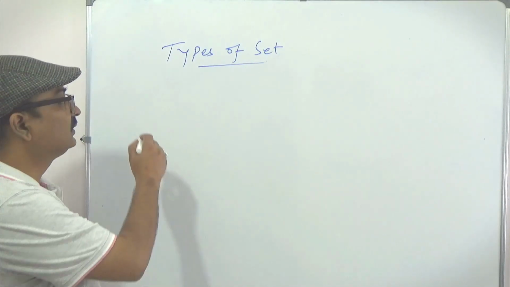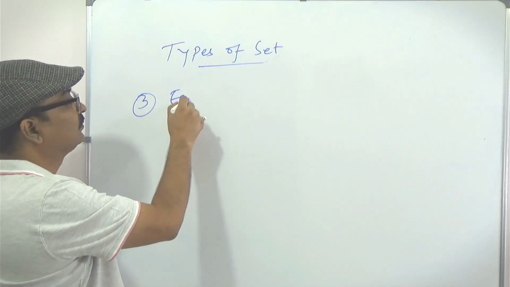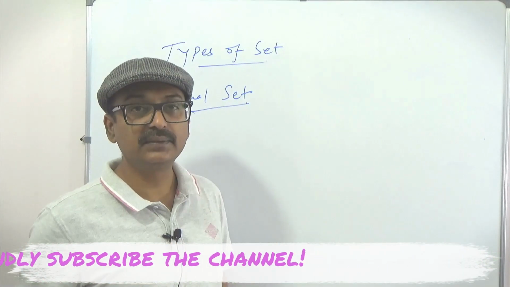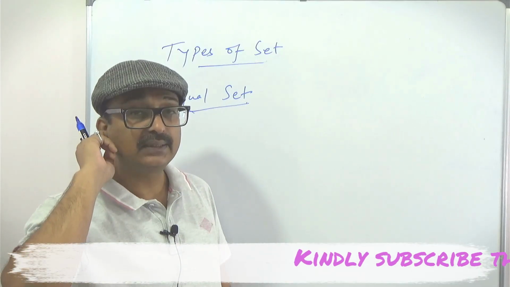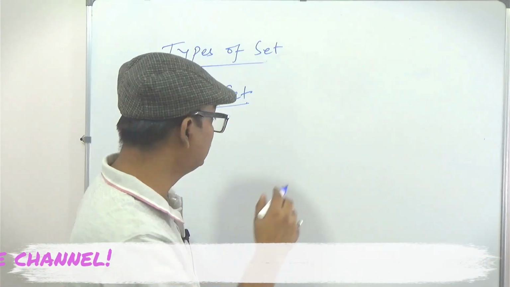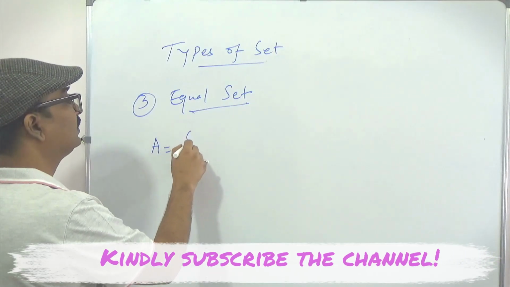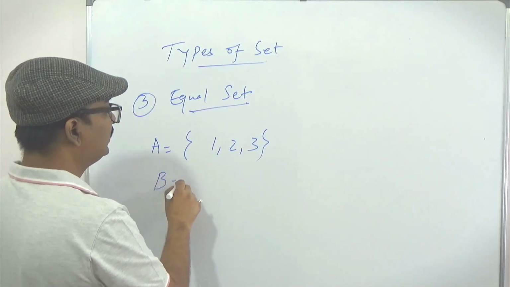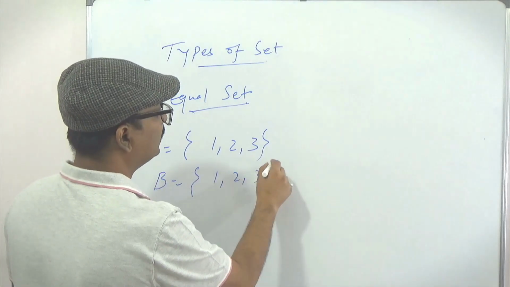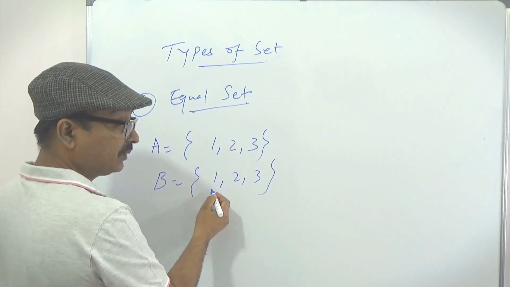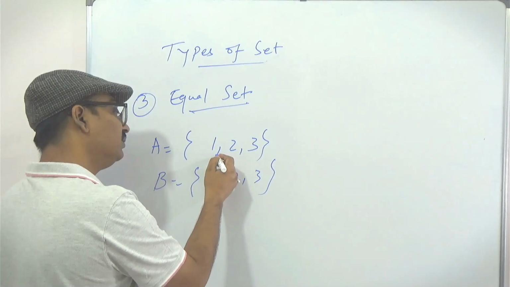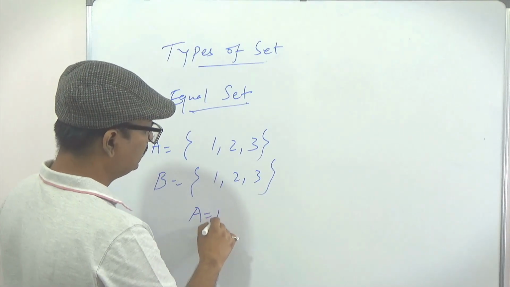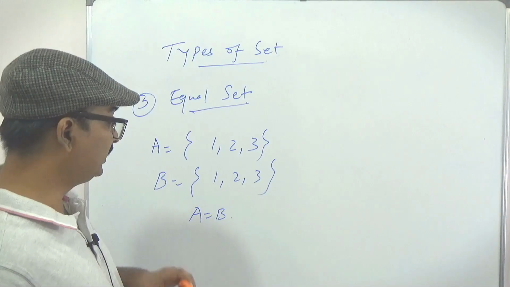The third type of set is called equal sets. If two sets have the same elements, they are called equal sets. Same elements, so they will have the same number of elements. For example, let's say A is a set which contains 1, 2, 3, and we have B which also contains 1, 2, 3. So all the elements that are present in B are also present in A, and all the elements that are present in A are also present in B. Then this type of sets are called equal sets. A is equal to B.